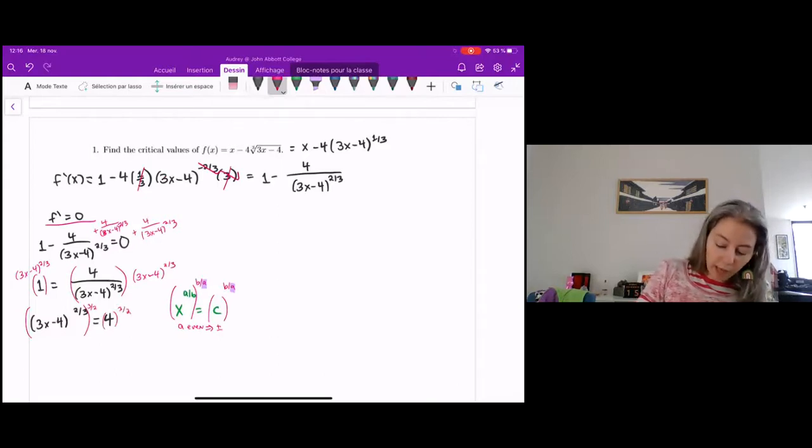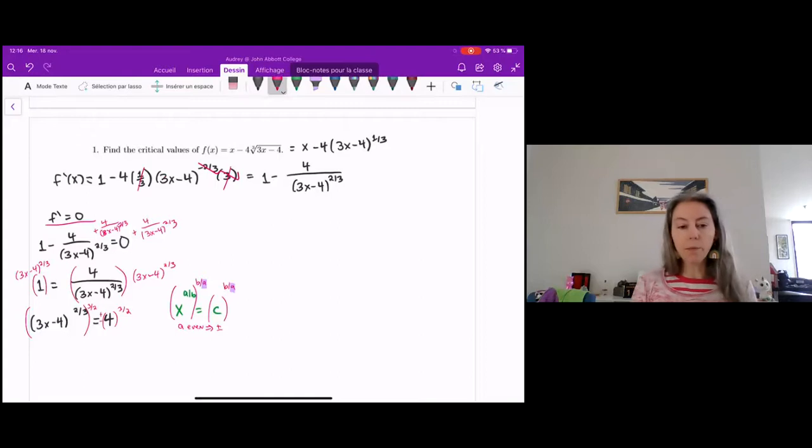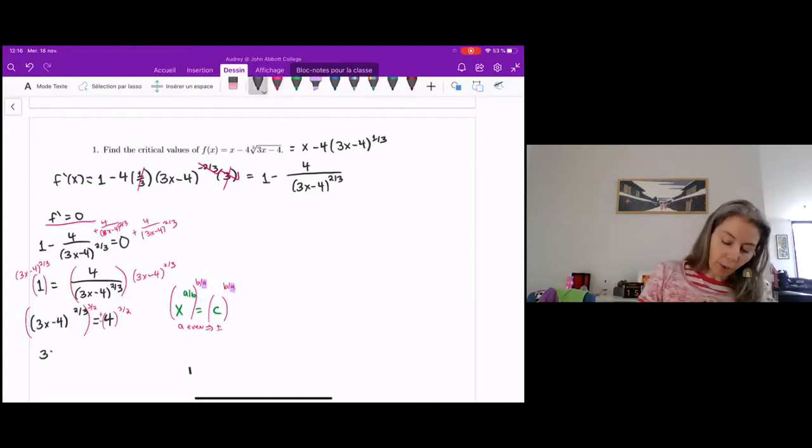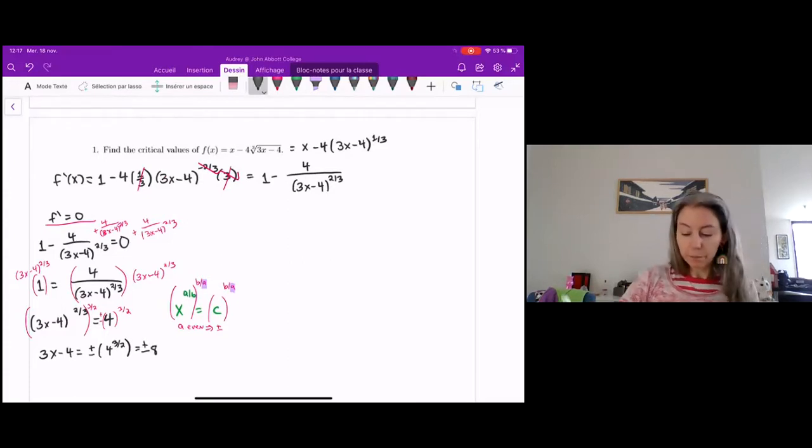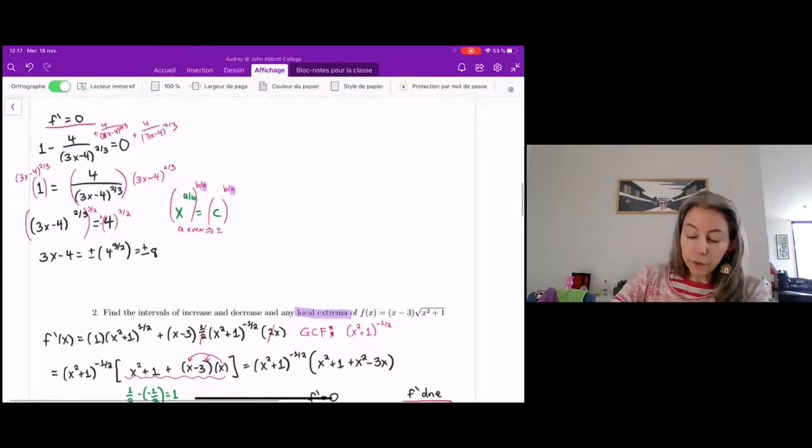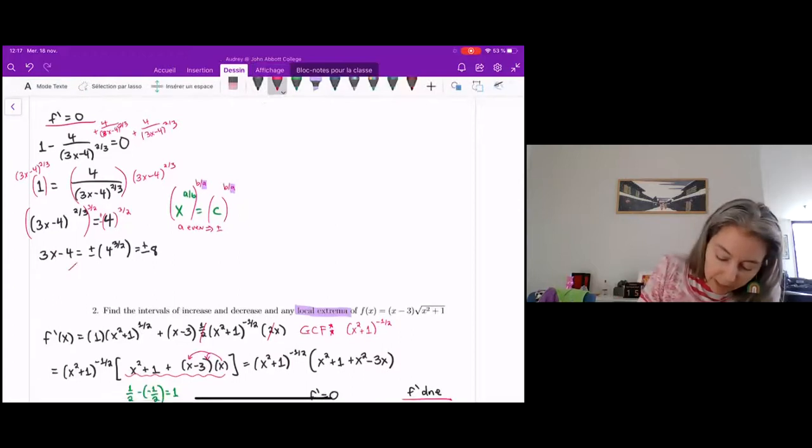But when I do that, that 2 on the bottom is like a square root, so I have to do a plus or minus. So I end up with 3x minus 4 is equal to plus or minus 4 to the 3 over 2, my bad, which is plus or minus 8. So this is a little confusing because now I have to separate this into 2 different equations.